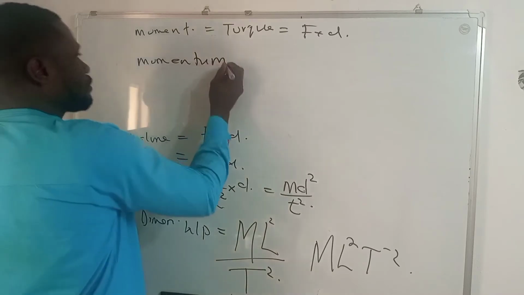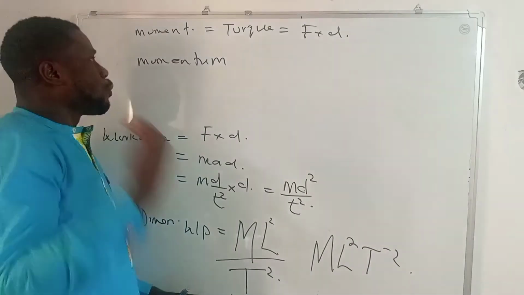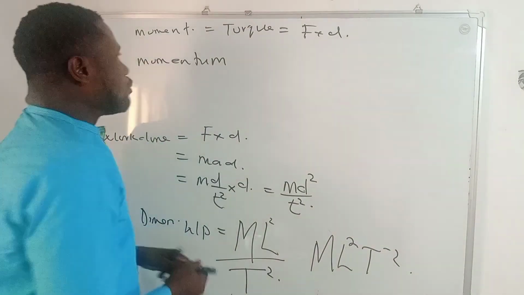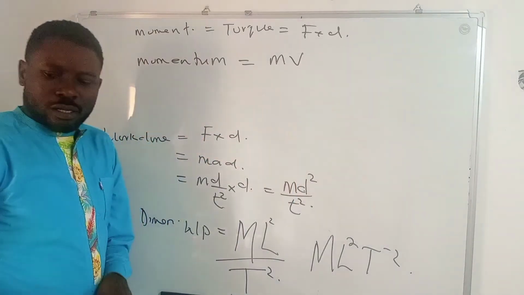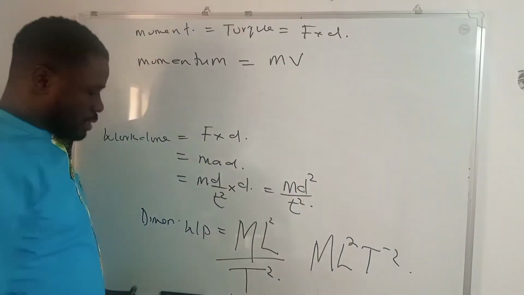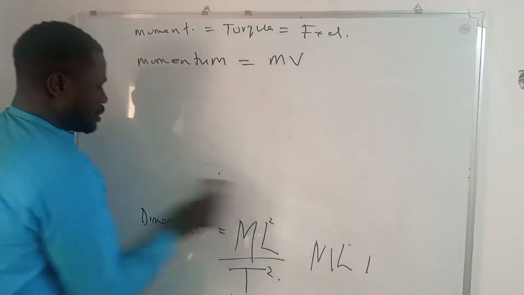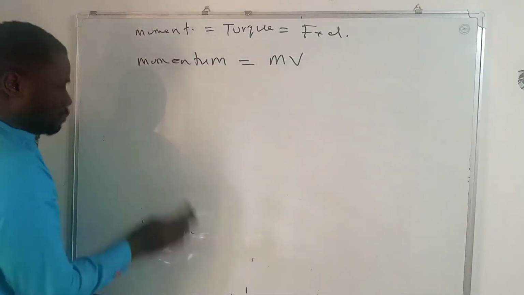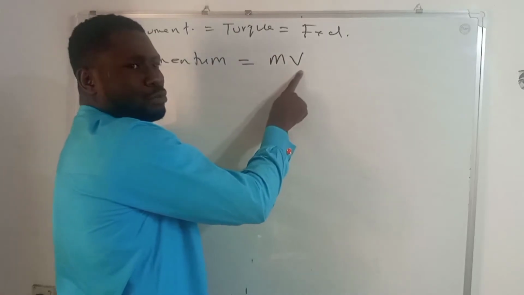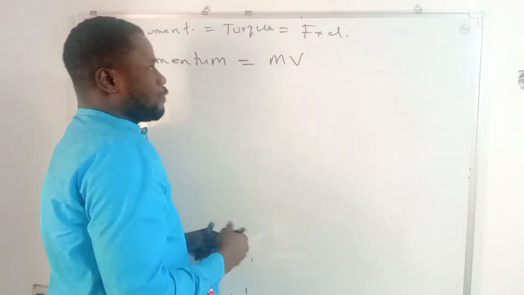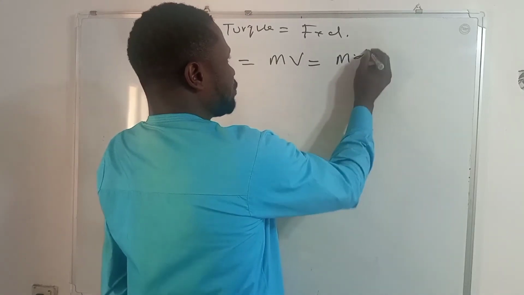Momentum. If we are looking for the dimension of momentum, the question now at this point is, what is the formula of momentum? Momentum is defined as the product of mass of a body and its velocity. Mass and velocity is equal to momentum. Now again, mass, there is no problem with mass, but we have to substitute velocity. If we are substituting velocity, this will be equal to m, where velocity is displacement all over time.